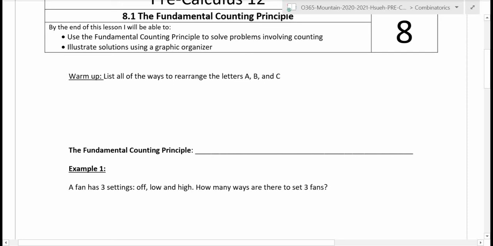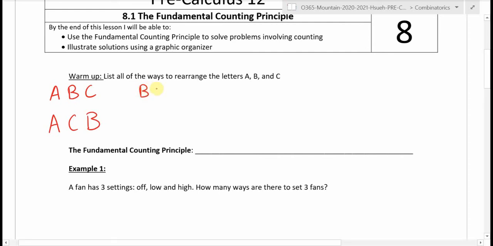So here's the warm-up question. It says, list all the ways to rearrange the letters A, B, and C. If we want to arrange these three letters, obviously we can write it as A, B, C. Now what other ways can there be? Well, if I fix the first letter to be A, then I can write it as ACB. And that's all the options that I have for the arrangement where A is the first letter.